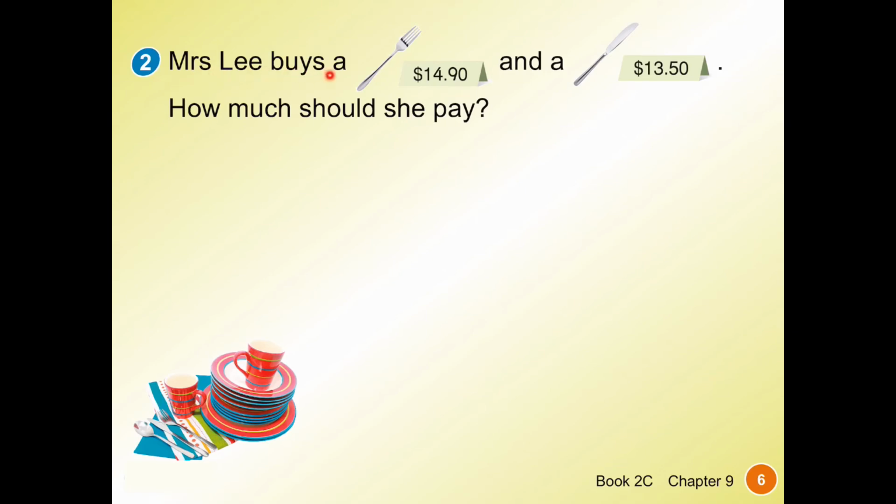Question 2. Mrs. Lee buys a fork which costs $14.90 and a knife $13.50. How much should she pay?